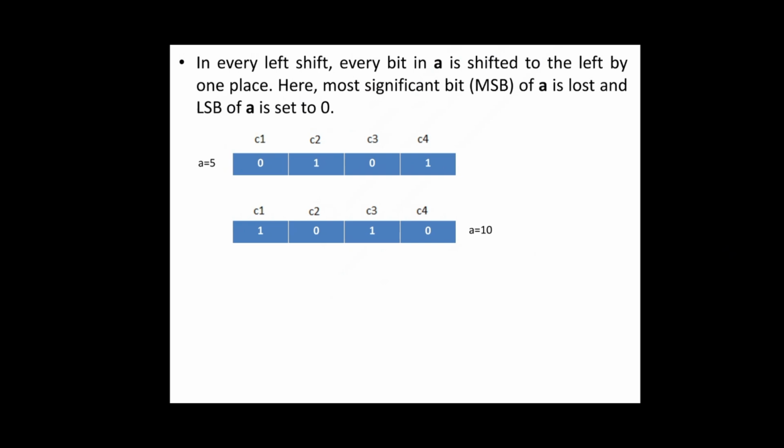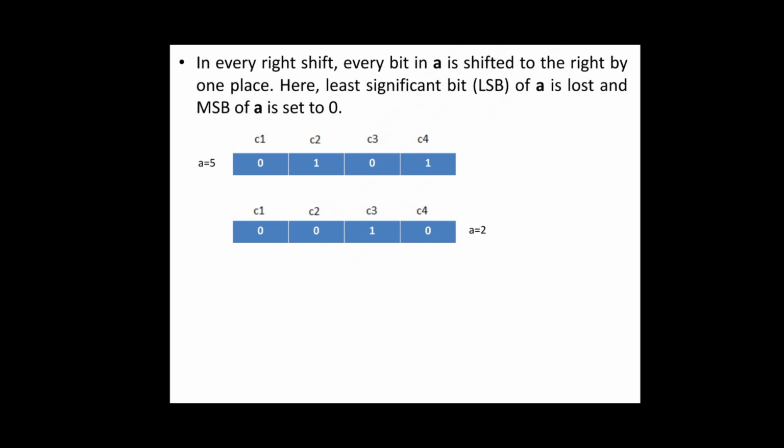Now, in every left shift, every bit in A is shifted to the left by one place. The most significant bit, that is MSB of A, is lost and LSB of A is set to 0. A equal to 5, so in binary it is 0101. Now, when we left shift, you see C4 is going to C3, C3 is going to C2, C2 is going to C1, C1 will be lost because this is MSB, and C4 position of the final result is set to 0. So the final value is 1010, and in decimal it is 10. So A equal to 5, after one left shift, gives A equal to 10.